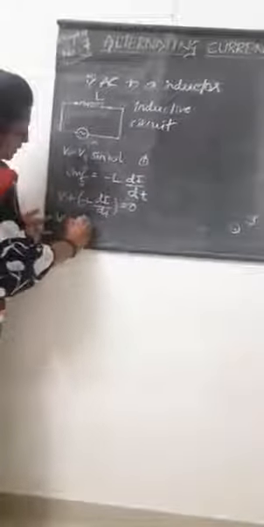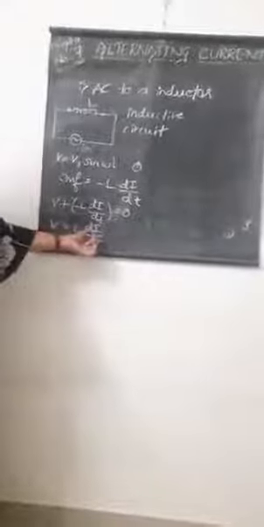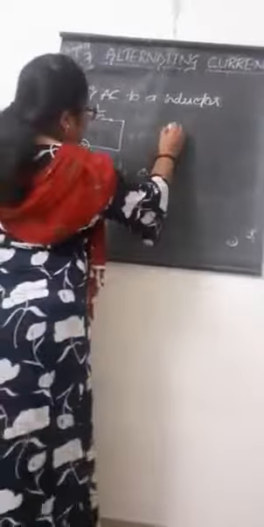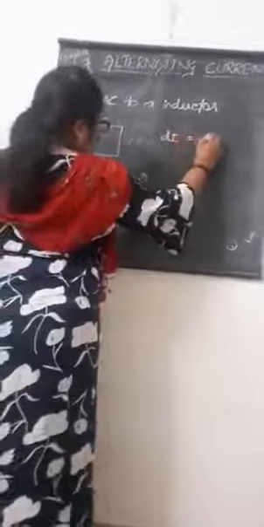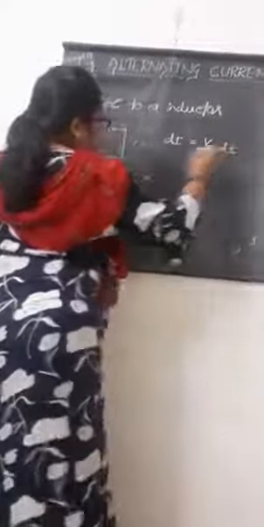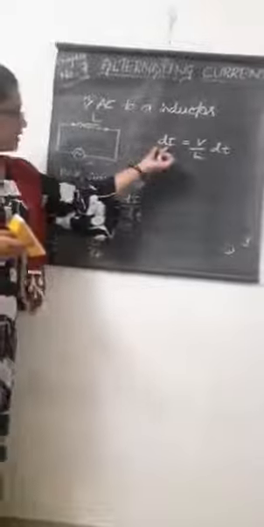Now start the mathematical part. Can I write it like this? V is equal to L into di by dt. So what will be the di by dt? V divided by L. Di by dt is V divided by L. What will be di? So di will be V by L into dt. Understood? From here I got this. Di is equal to V by L into dt.